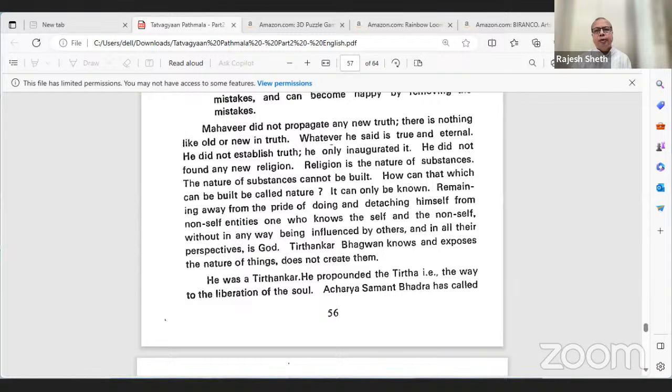And the moment he became the chief preceptor, the Divya Dhvani started coming out, the sermons by Tirthankar Mahavir. So that was the first time that the sermons had started. So he got initiated into monkhood and he became the first preceptor.